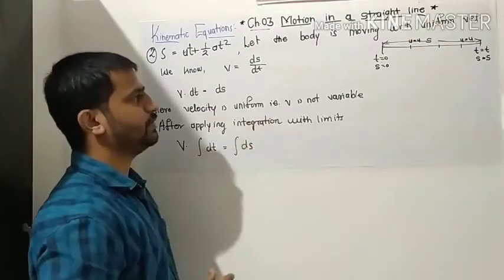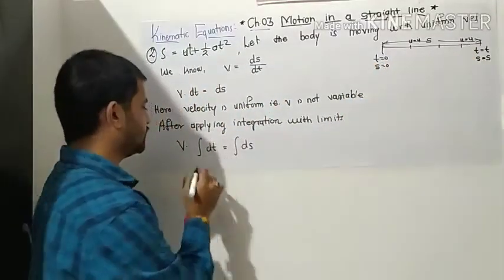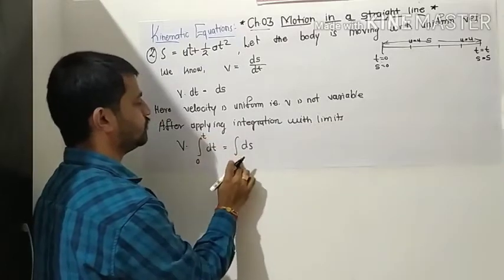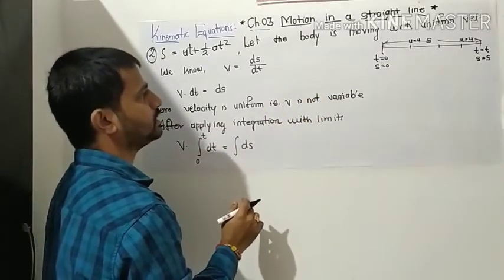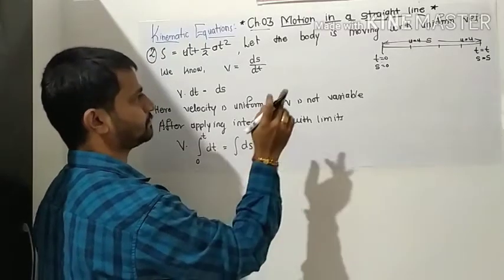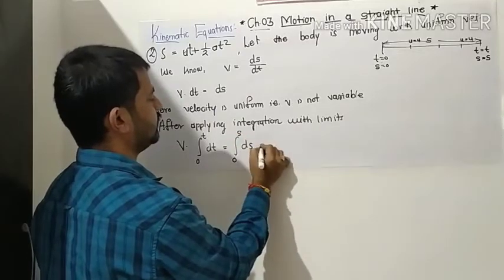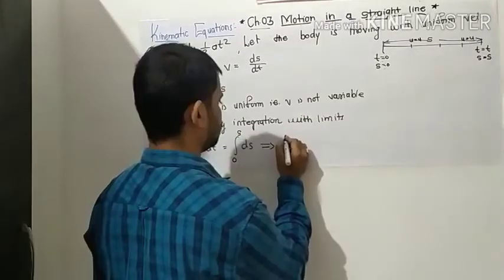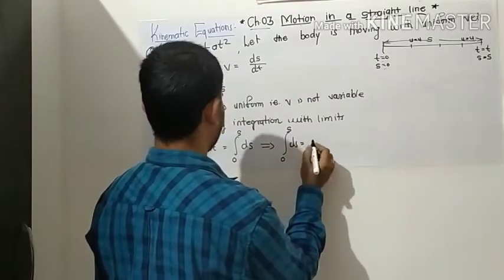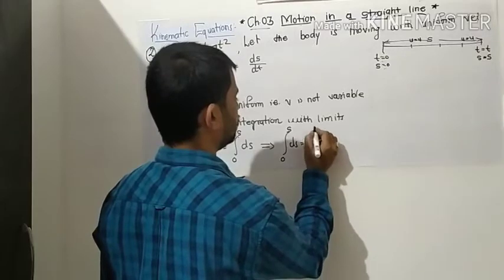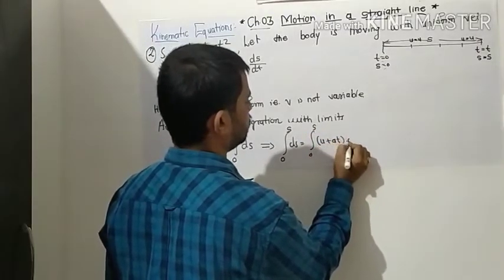Now what is the limit here? For the t it is 0 to t. And what is the limit here? It is 0 to s. Integration from 0 to s of ds is equal to integration from 0 to s of u plus at into dt.